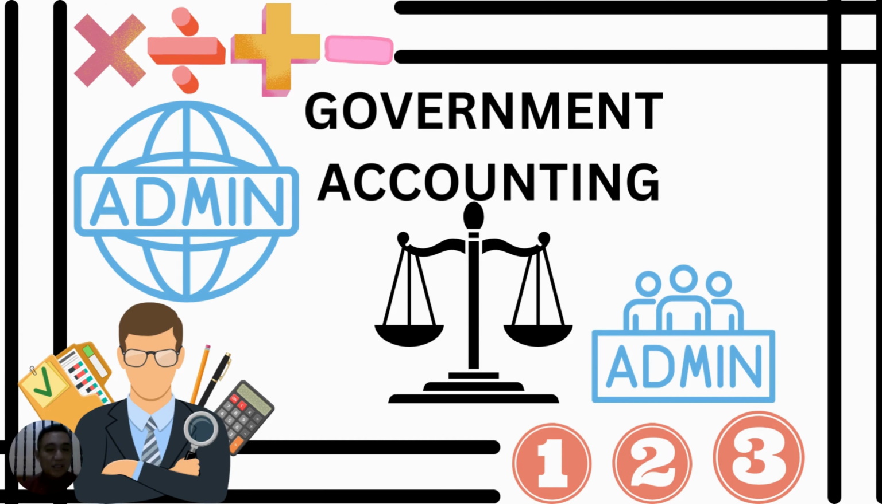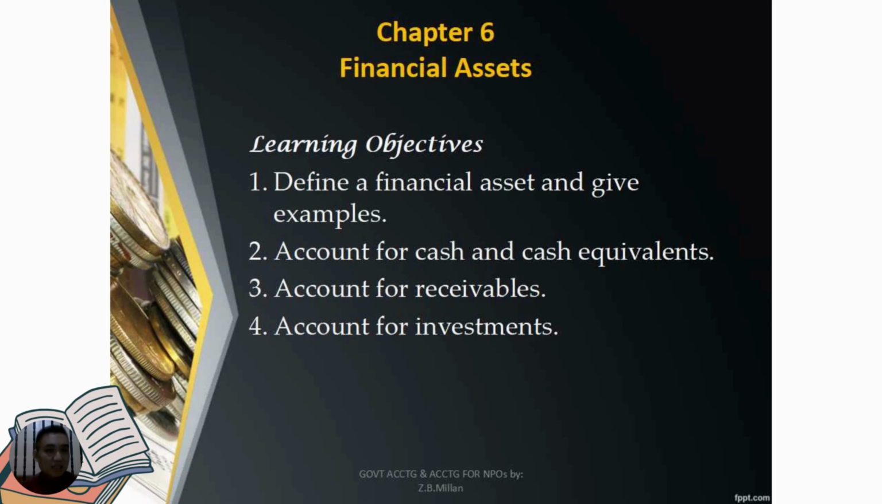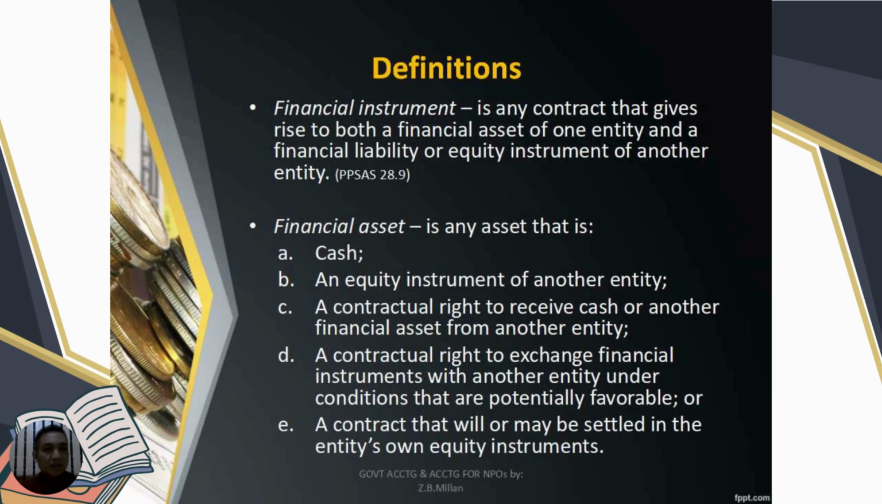Our discussion for this day is all about financial assets. These are the different learning objectives. Number one, define a financial asset and give examples. Number two, account for cash and cash equivalents. Number three, account for receivables and account for investments.